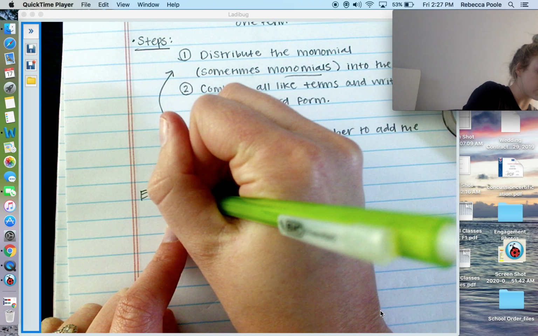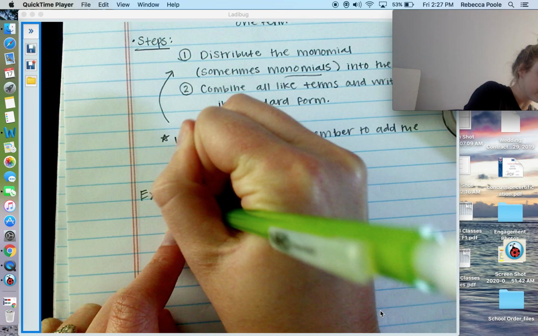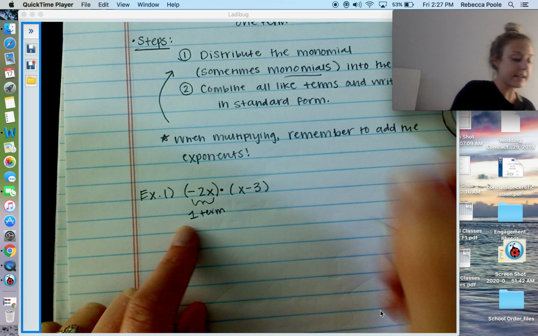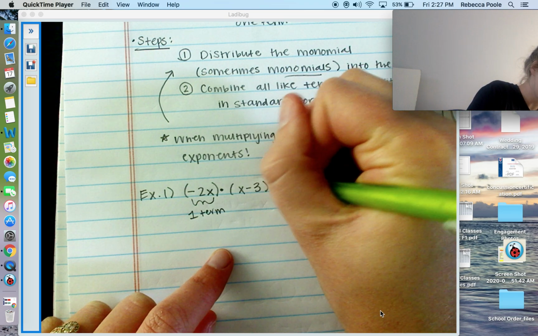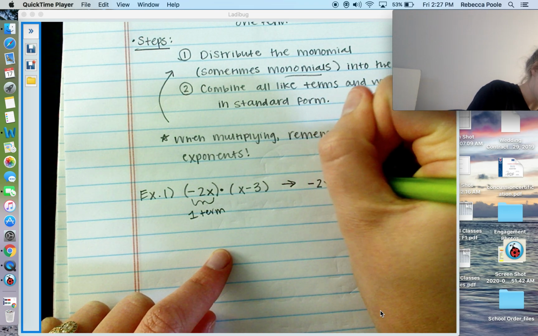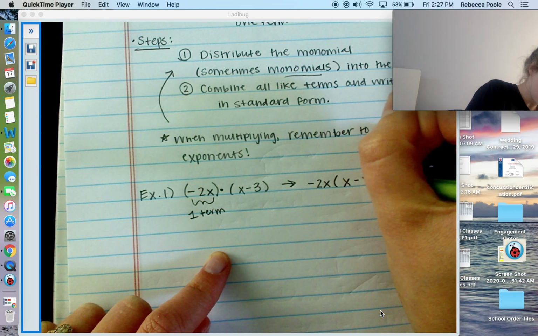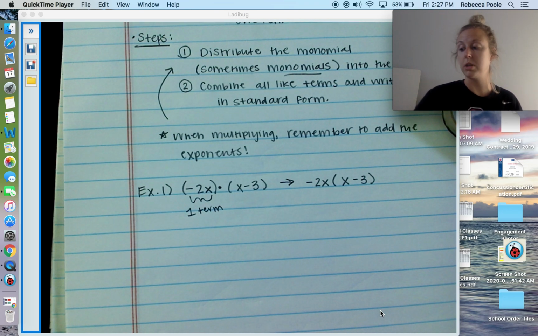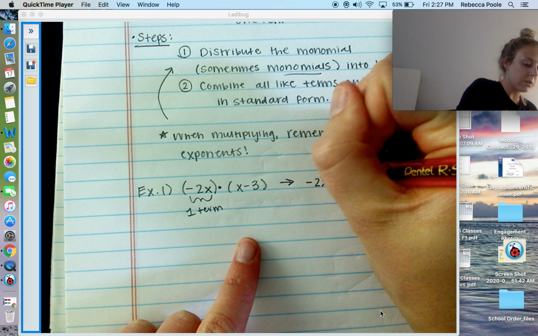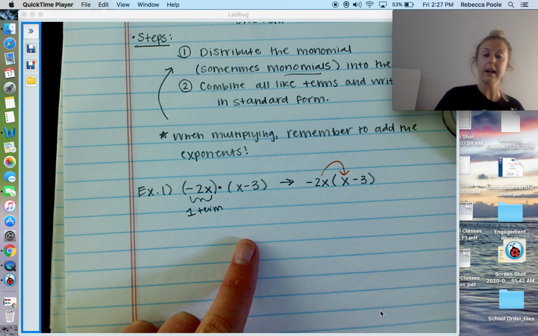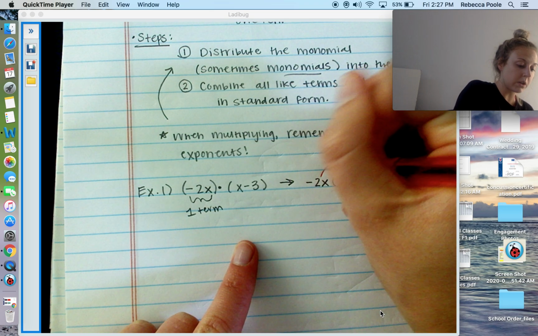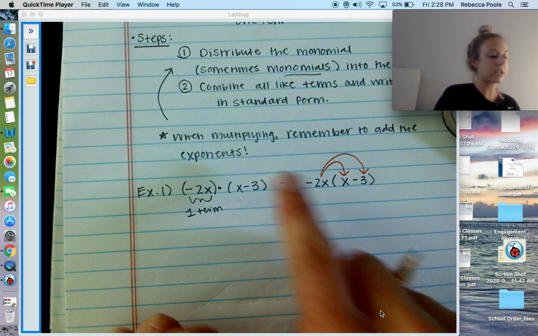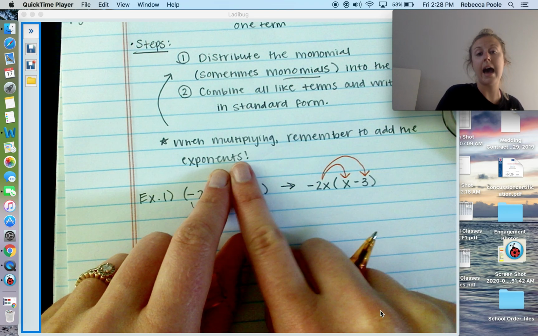If this is just one term, then all you have to do is distribute. Okay, so I'm going to rewrite it to make it look like this. And from here, all we have to do is distribute. So I'm going to do negative 2x times x. And then I'm also going to do negative 2x times negative 3. Okay? So this is where we're going to review why we have to add the exponents.